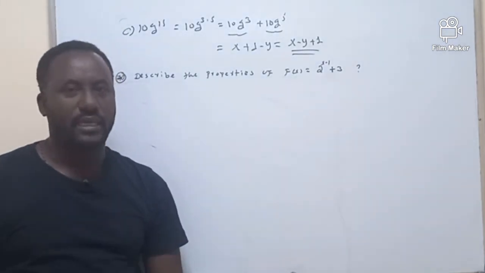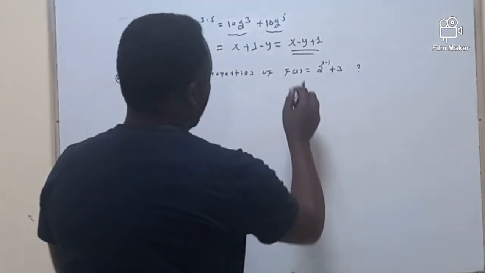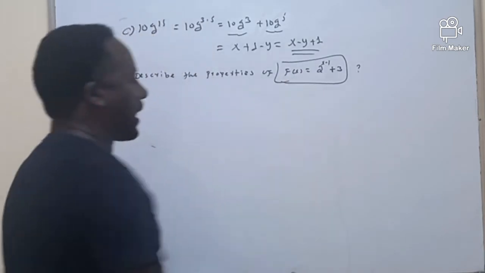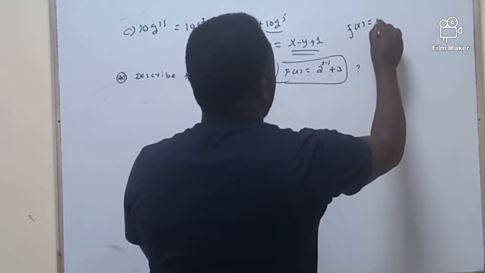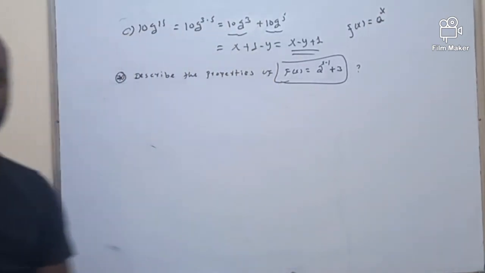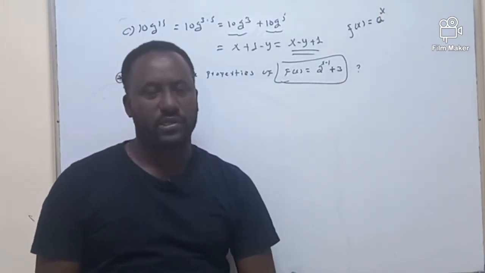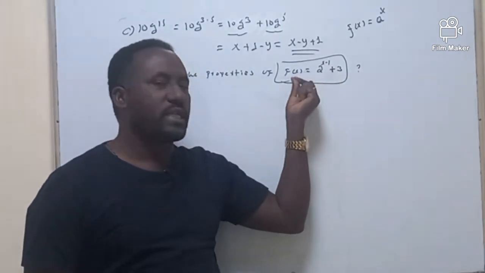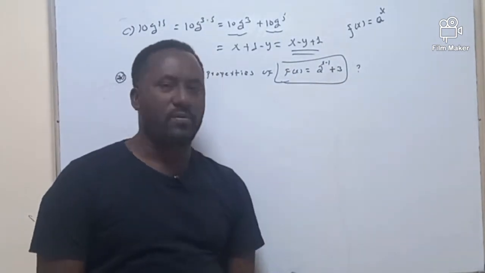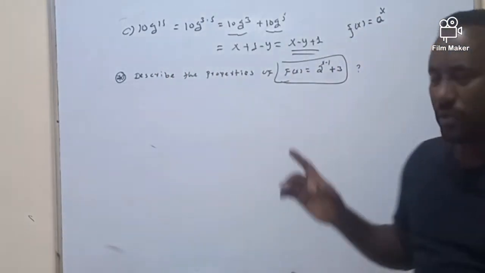This is the function. You know that this is an exponential function. Maybe it is a bit different from the exponential function that is really given by f of x equals a raised to x. Now this is the formal definition of an exponential function. Therefore, how are we going to describe the properties of an exponential function? Let me say something about that here.